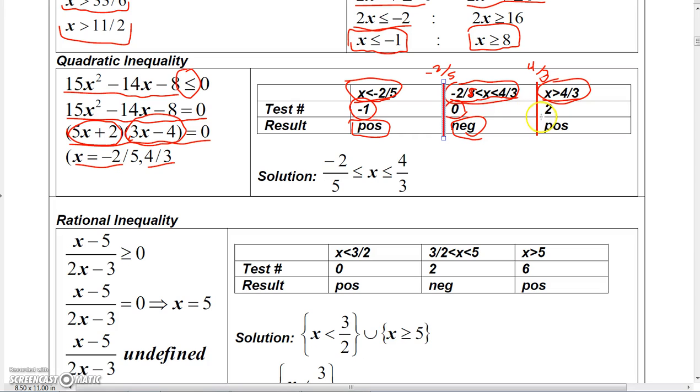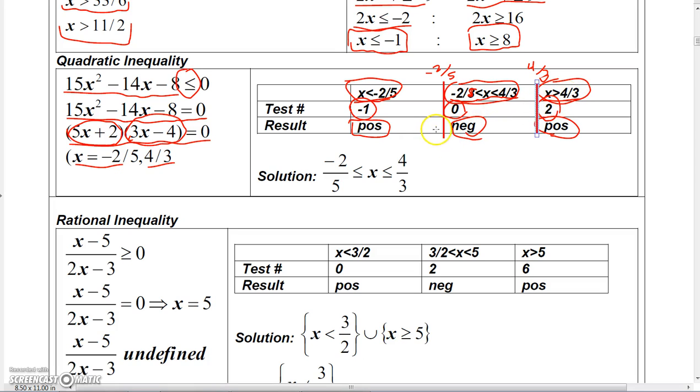Now, just to make sure, we need to check whether the last interval is part of the solution as well. So let's pick a number greater than 4/3. How about 2? If I plug 2 in, 5 times 2 plus 2 is positive. 3 times 2 minus 4 is positive. Positive times positive is positive. So all the values in this interval make the expression positive.